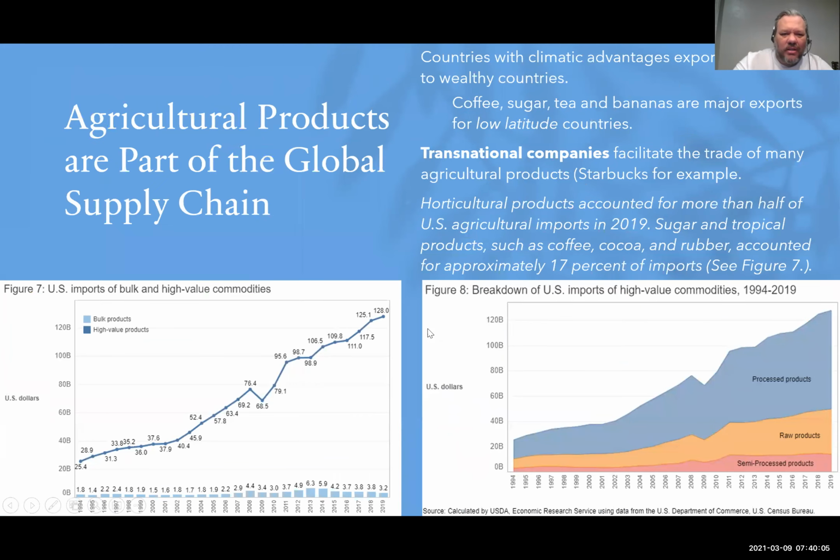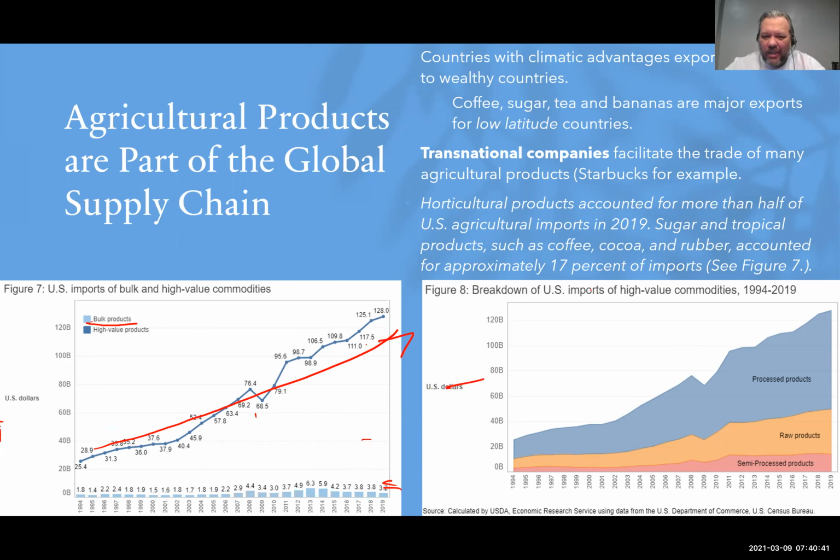All right. Let's see. So this is some of our imports. U.S. imports, if we look at bulk products and high value products, bulk would just be the raw stuff. The high value would be stuff like coffee. And you can see that over the course of however many years, since 1994, the number of high value products, like coffee and tea, has gone way up, whereas the number of bulk products that we would buy has remained relatively constant in terms of the number of dollars.